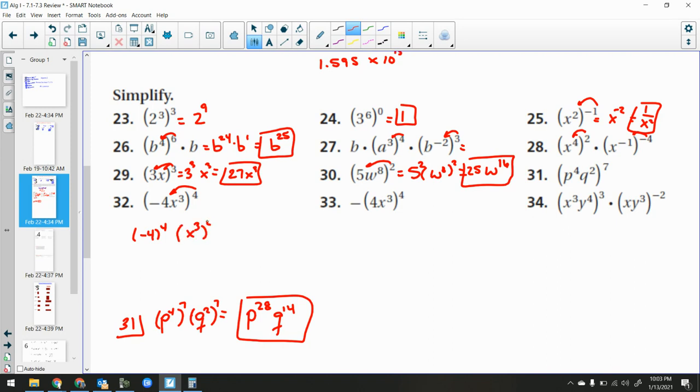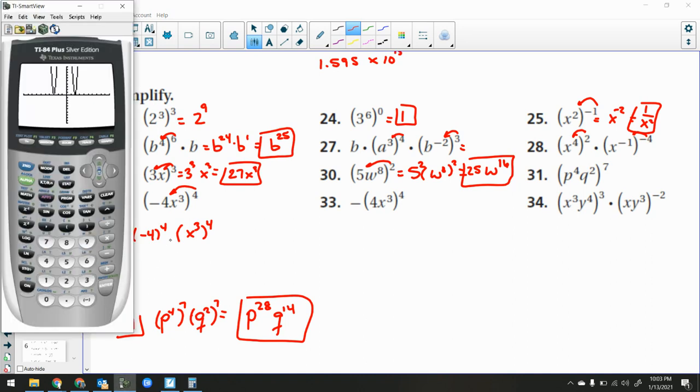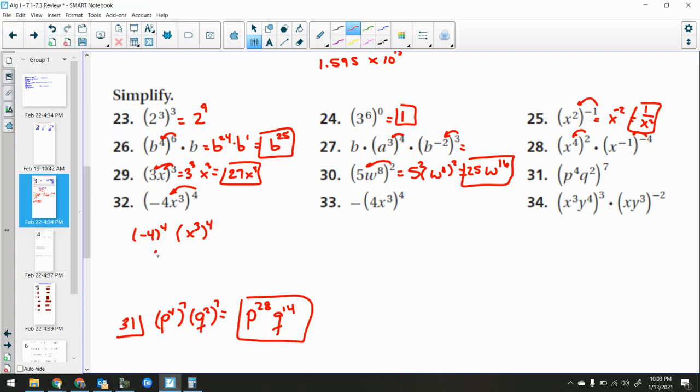Negative 4 to the positive 4th, I believe I've got to do that one in my calculator. I've got negative 4 to the positive 4th, 256. x to the power to a power, we multiply: 12. Okay, now this negative is not included, so it actually ends up being a negative. And look, this is the same thing as number 32, 4x to the 3rd raised to the 4th, but it's negative 256, x to the 12th.